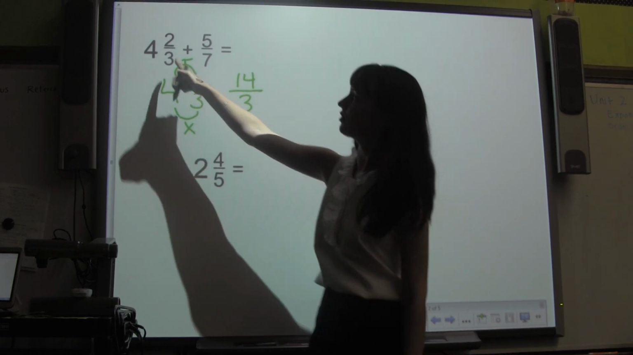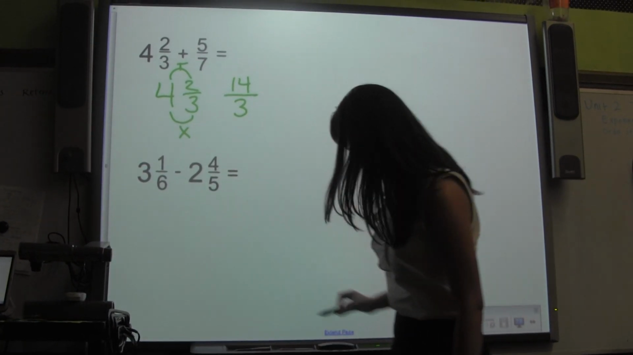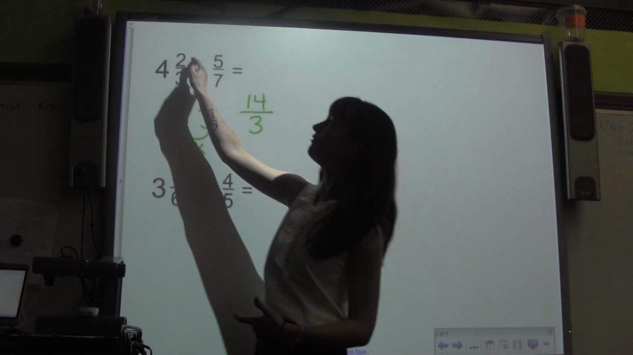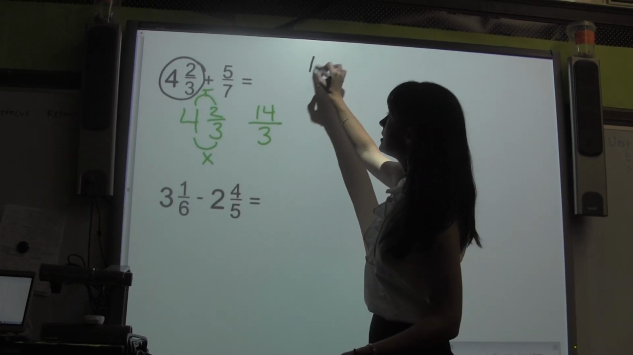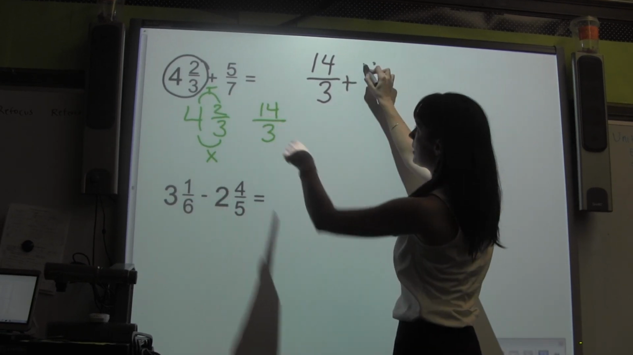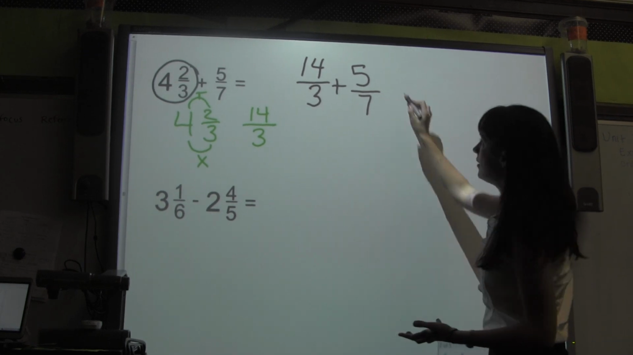So I get 14/3 is the same as 4 2/3. So what I'm actually going to do is rewrite this problem. But instead of 4 2/3, I'm going to make it 14/3 so you can see it is the same thing, but I'll put 14/3 in here, and I'll keep plus 5/7 because there's no whole number in that, that's safe.